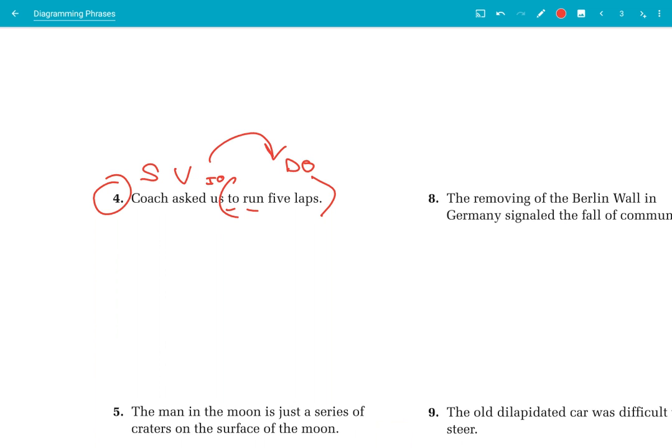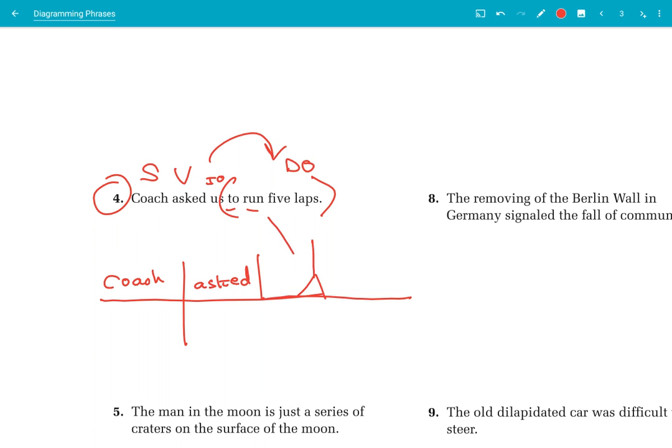All right, so let's see how this looks. I'm going to make my plus sign. And I know I need subject here. Coach asked. Okay. Direct objects go after a post right here. Now, here's the tricky thing. I have a phrase as my direct object. So I need to draw what I call a stilt. Now, all infinitive phrases are diagrammed like this. I put the word "to" right here, and then I put my verb on this flat line.